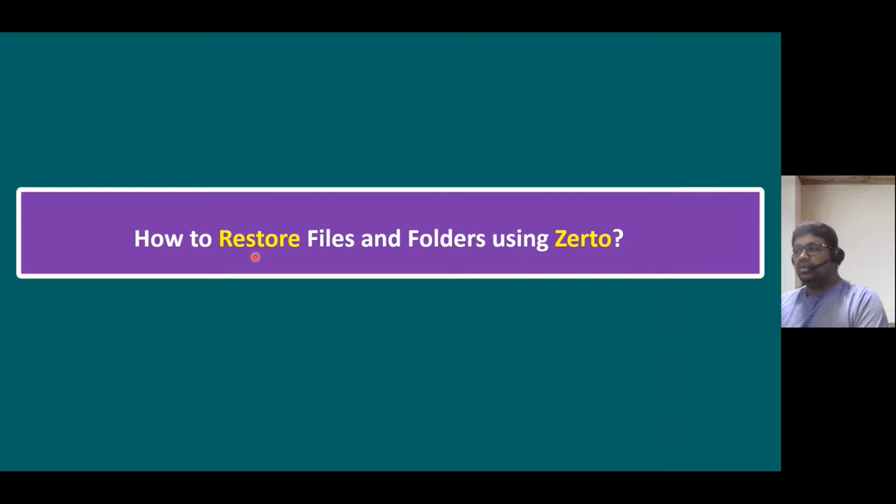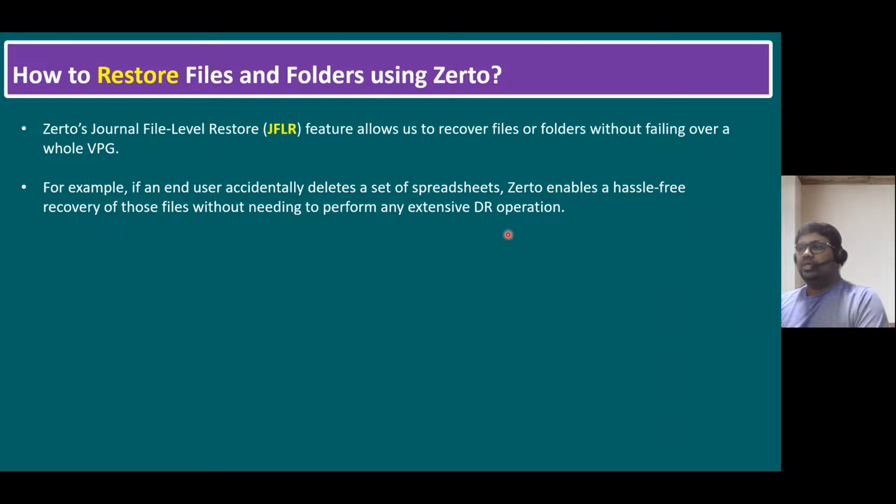And how to restore files and folders using Zerto. The method is what we call Zerto's journal file level restore feature, which allows us to recover files or folders without failing over a whole VPG, without restoring the complete virtual protection group. We also have an option to restore specific files and folders. For example, if an end user accidentally deletes a set of spreadsheets, Zerto enables a hassle-free recovery of those files without needing to perform any extensive DR operations. This scenario I will show you in the lab today.